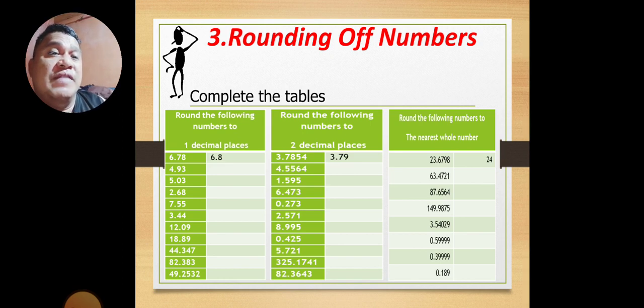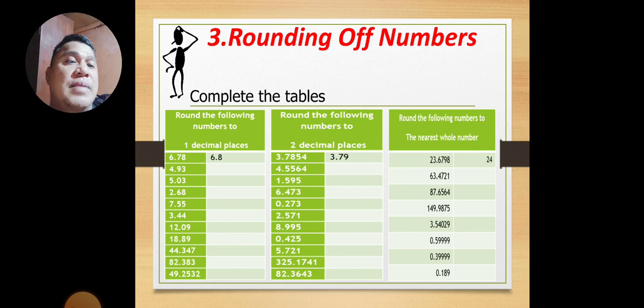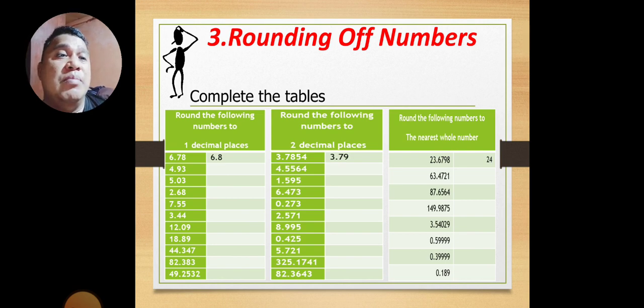For example, 3.7854. The last digit after the decimal is 4, so round it to two decimal places. It should be 3.79. And to the nearest whole number, 23.6798. Meaning, you drop the 6 and add 1 to the 3. So it should be 24.